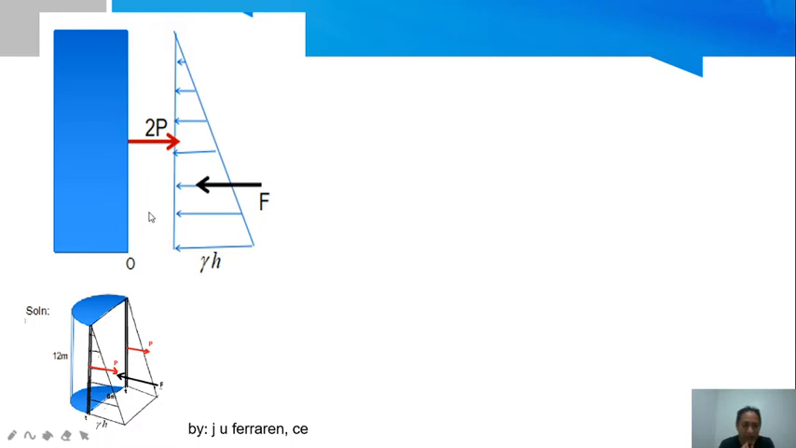To get the relationships, I may take the moment at point O. By the way, since this is triangular, my force F is acting at a height of 1/3 of the altitude h. And then my 2P is exactly halfway. So if this is 12, this is 6. And if this is 12, 1/3 of that, this is 4 meters. Now, taking moment where I already have the value of F.